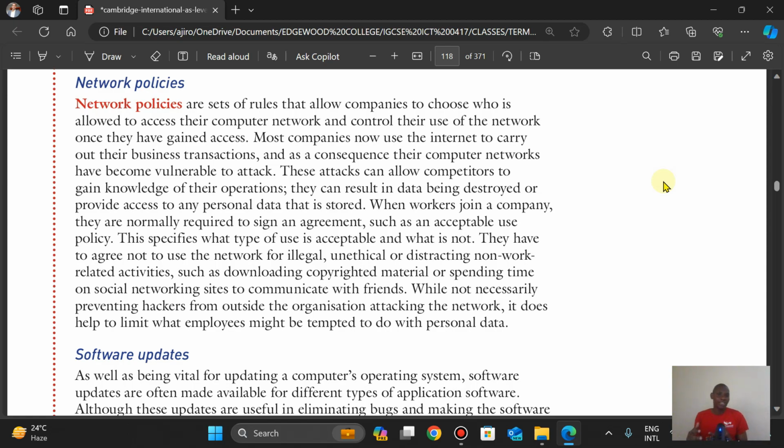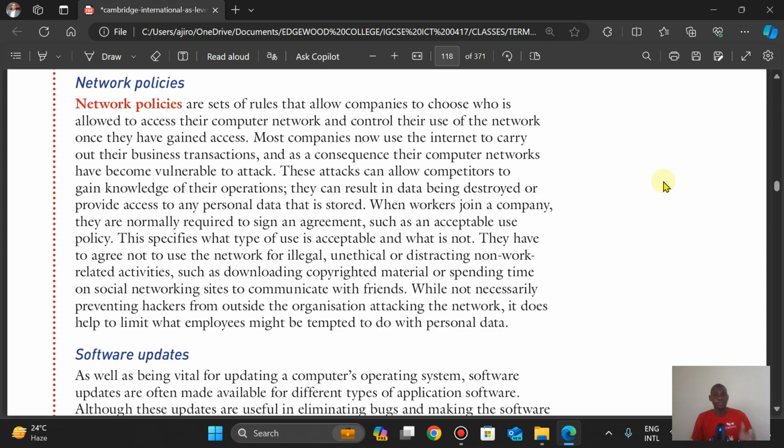So it allows access to their computer networks, and they control the use of the network once they gain access. Most companies now use the internet to carry out their business transactions. As a consequence, their computer networks have become vulnerable to attacks, which is not a good thing. This attack can allow competitors to gain knowledge of their operations. They can result in data being destroyed or provide access to any personal data that is stored.